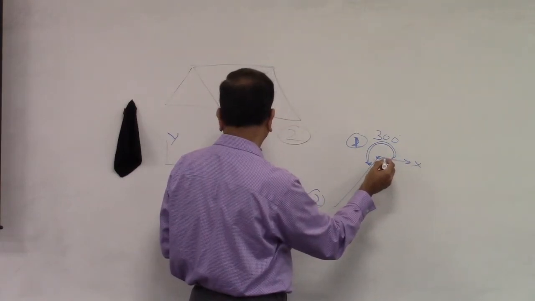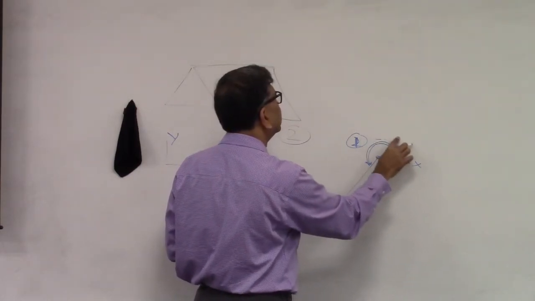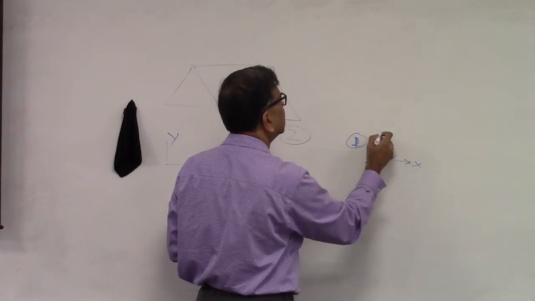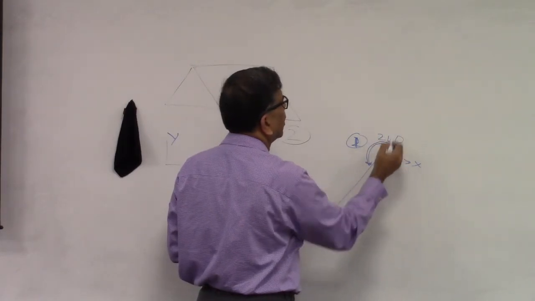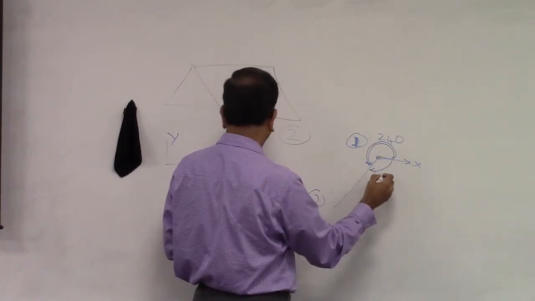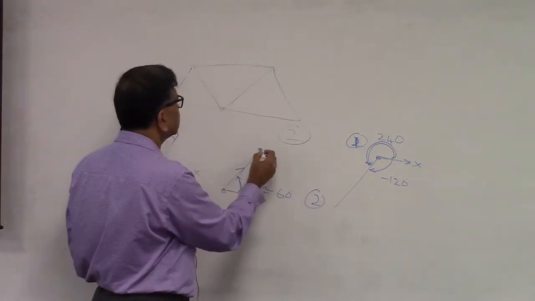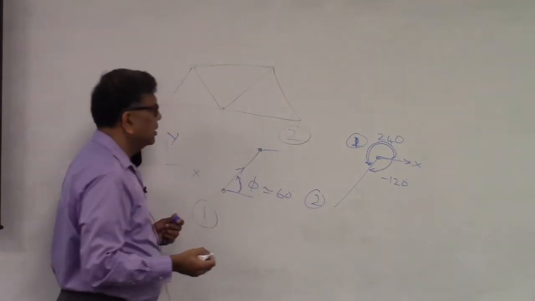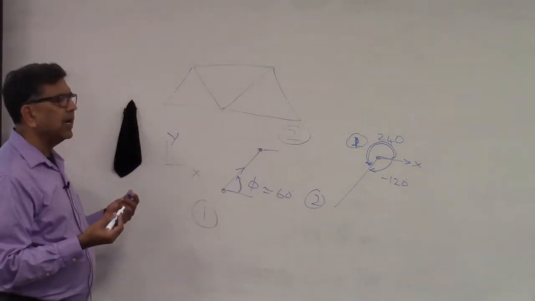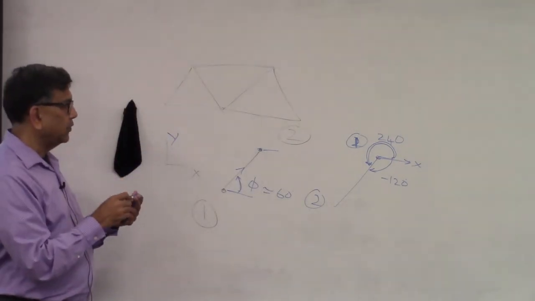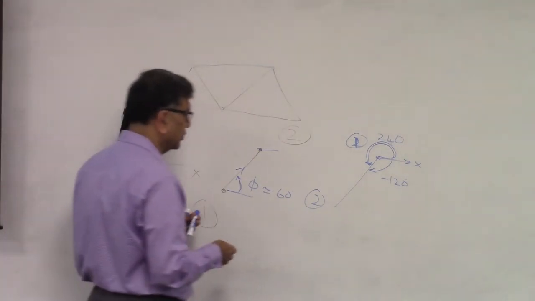How much will it be? 270 minus 30, 240, or you can say minus 120. So the angle changes depending on which one you choose, the first node or second node. Okay.